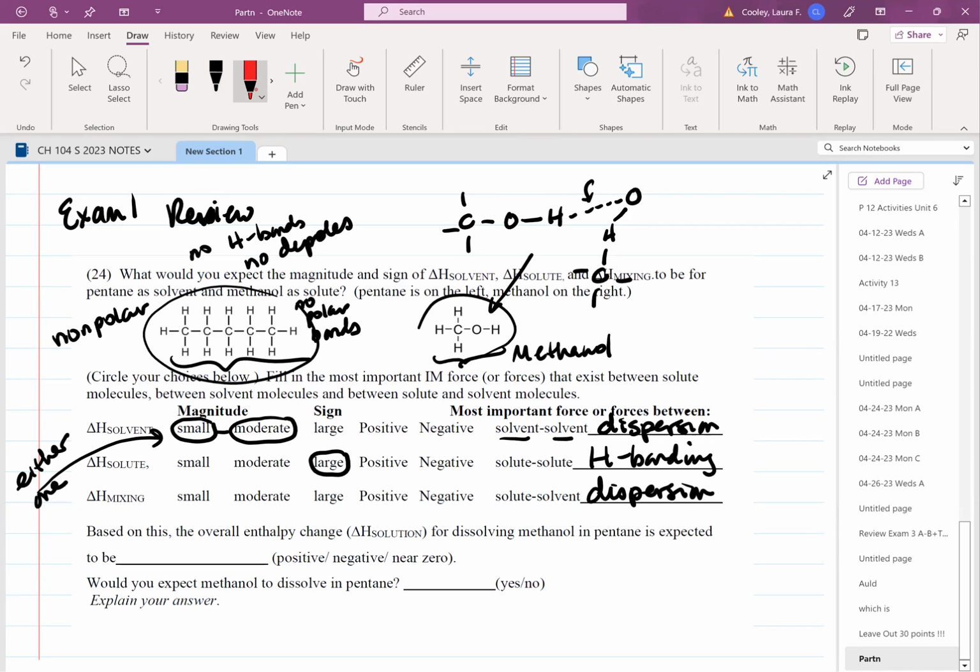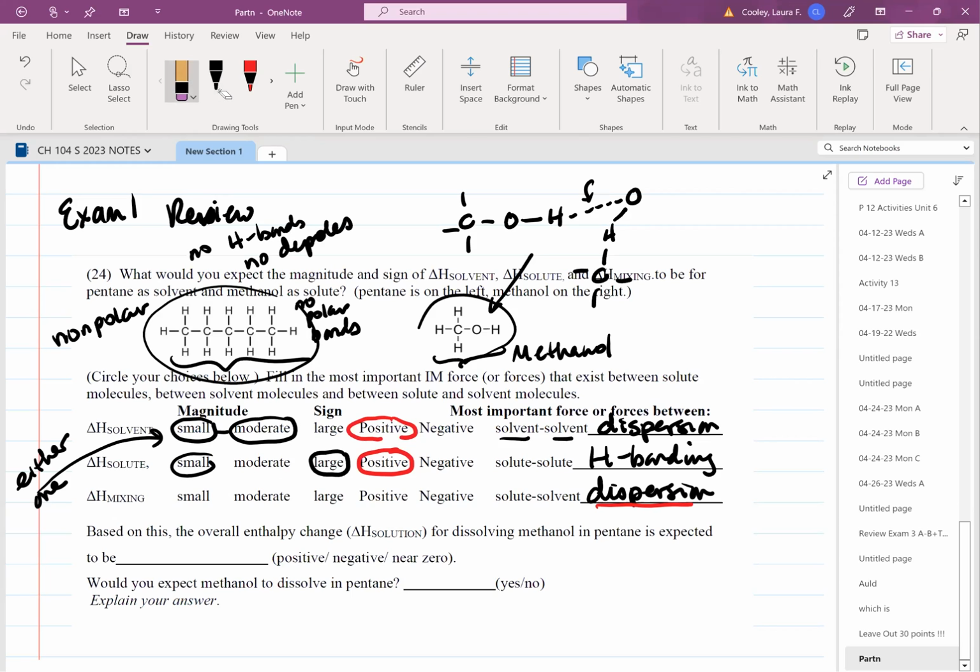So delta H solvent and delta H solute are always positive, because what that is referring to is pulling apart solvent molecules and pulling apart solute molecules. In other words, pulling them apart from each other. And then when you put them together, there's only dispersion forces. So that's, again, small or moderate.